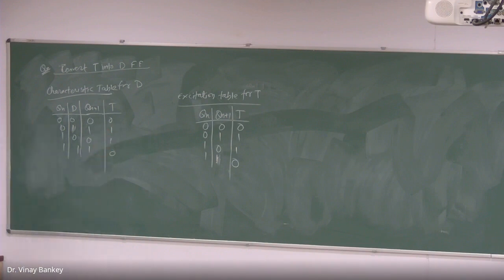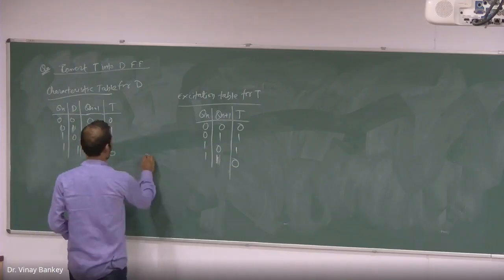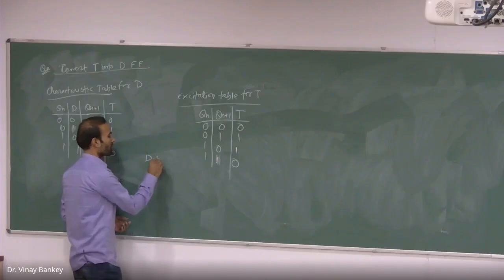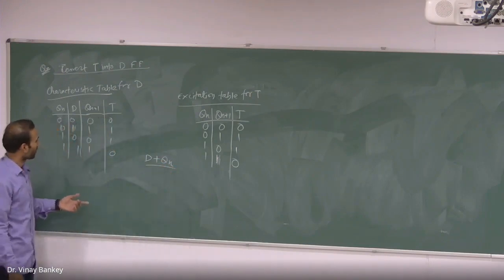And yet you did not answer me. What is T? What is the expression for T? Boolean expression. D plus Qn bar. What is your answer? Repeat it. Sir, D plus Qn. I think that is wrong. We'll check it. Is it correct or not?